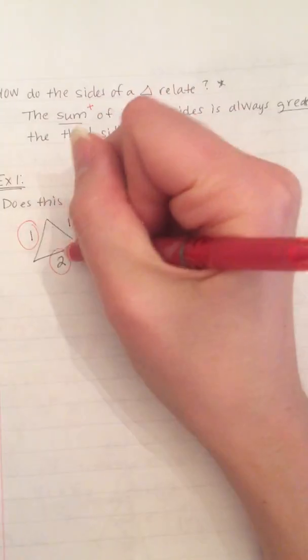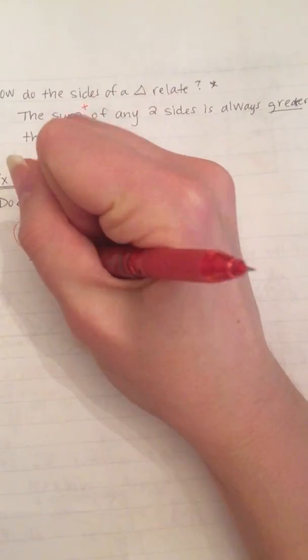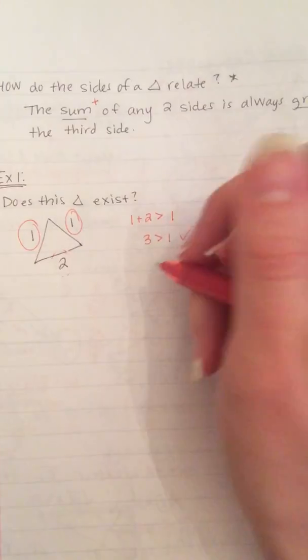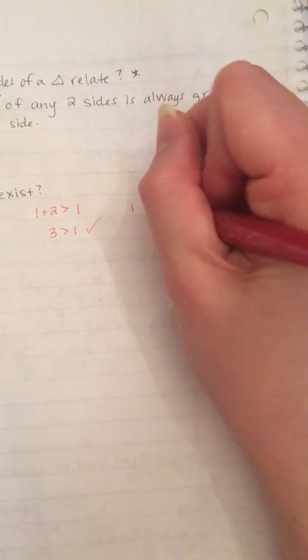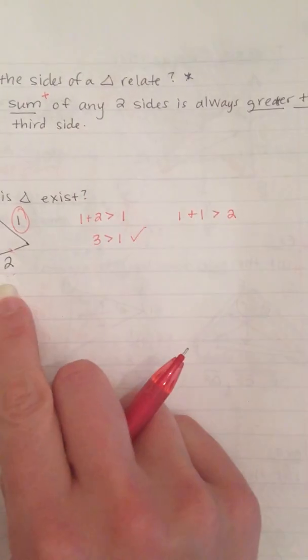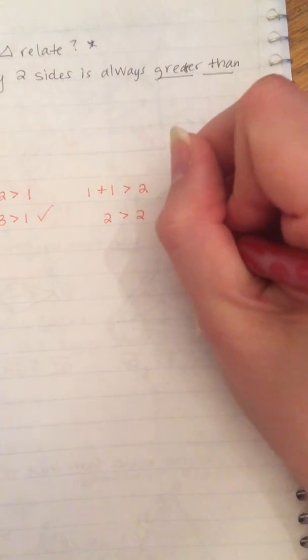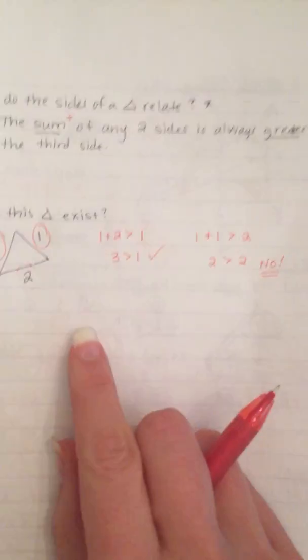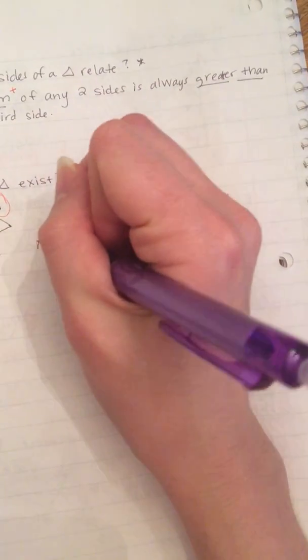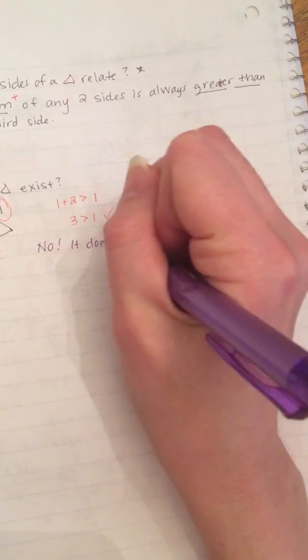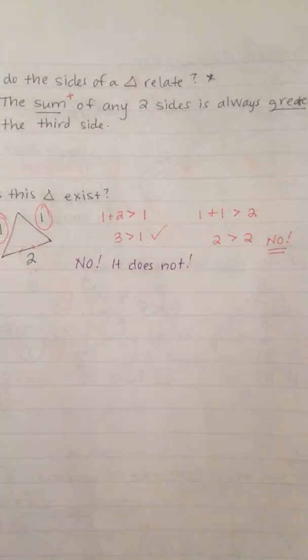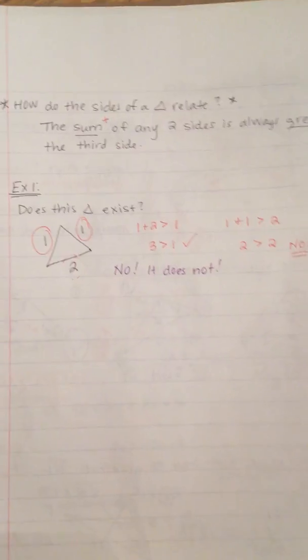But I gotta work around the triangle. Let's say instead of picking 1 and 2, I picked 1 and 1. When I add, 1 plus 1, is that greater than the leftover side, which is 2? Well, no, it's equal to it. But this is not a true statement. 2 is not greater than 2. So, does this triangle exist? No. It does not exist.